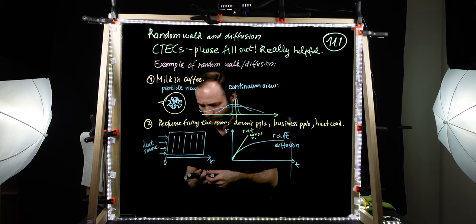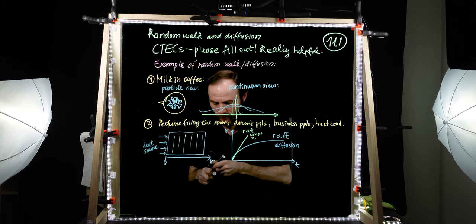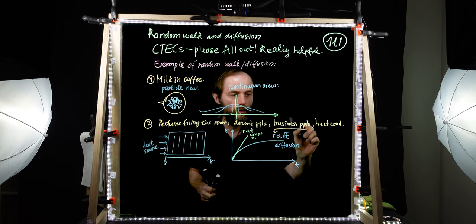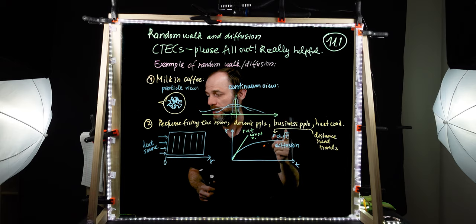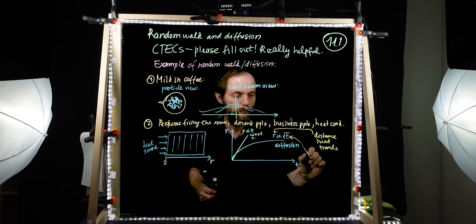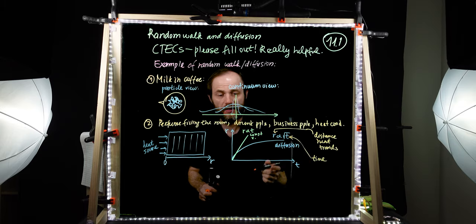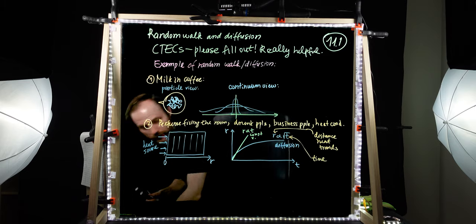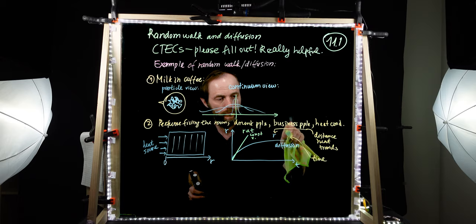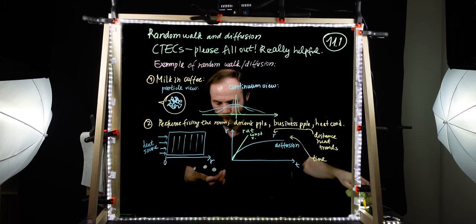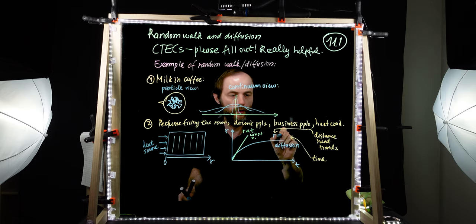So just to be clear, R here is the distance where heat travels, so how far the heat has gone, and T is the time. In fact, if we make it more quantitative, then what we will have is a proportionality factor over here.